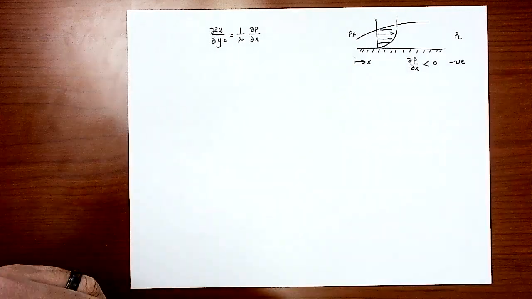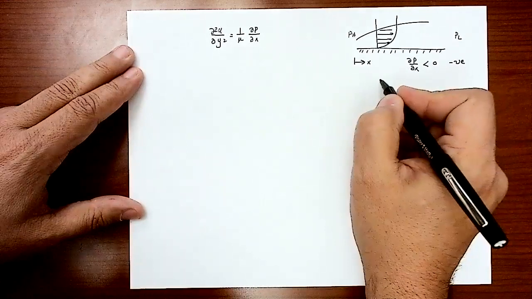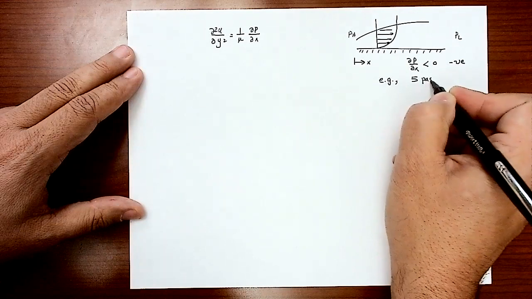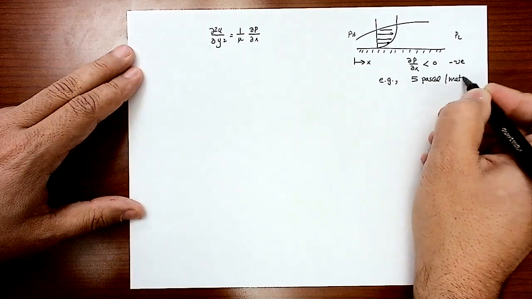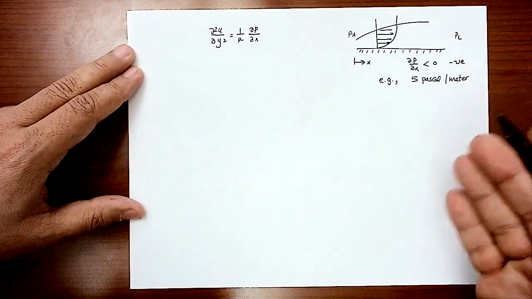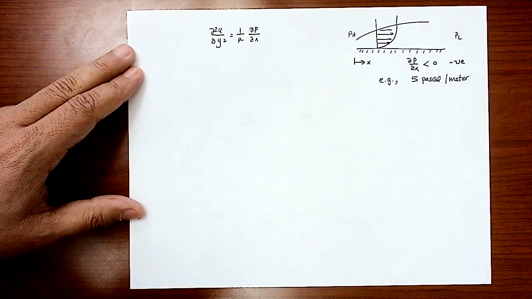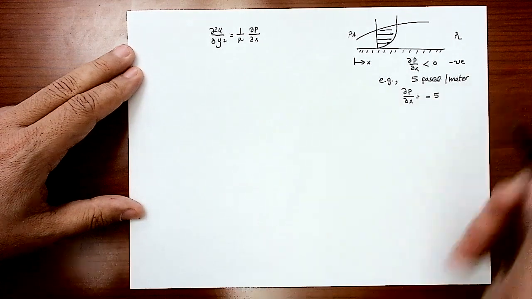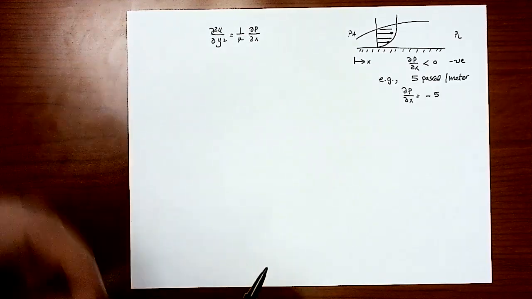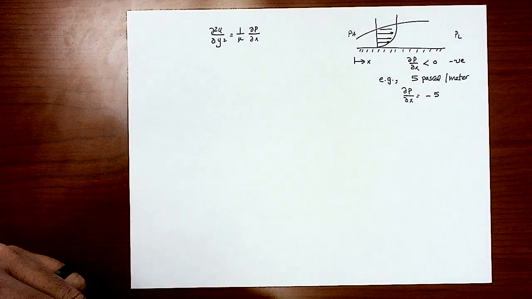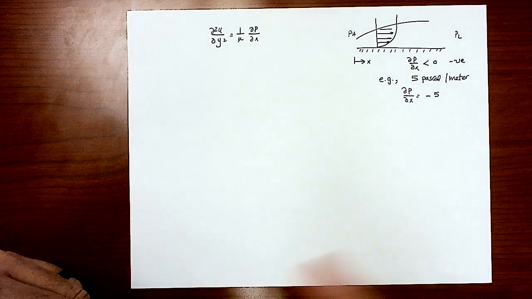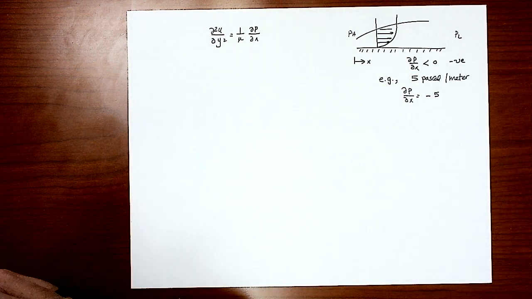So if I told you that I'm losing 5 Pascal per meter, so every 1 meter I have a pressure drop of 5 Pascal due to friction, this means that partial p by partial x is negative 5. We don't give the value of the pressure gradient in the x direction due to friction loss as a negative value. We give you the value, but you should know that in that situation it has to be negative. Okay? That's the first situation.